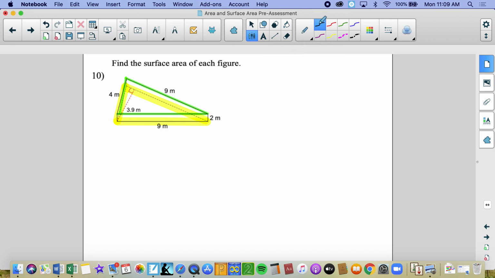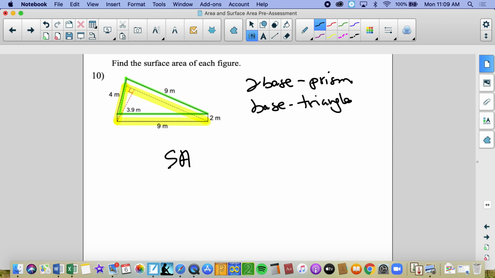So I know this is a two-base figure. So I know it's a prism. And then my base shape is a triangle. So this is called a triangular prism. Since it's a prism, surface area is always going to be lateral area plus 2 times your base area. Lateral area is always going to be the perimeter times the height.